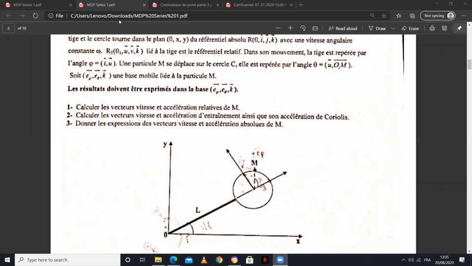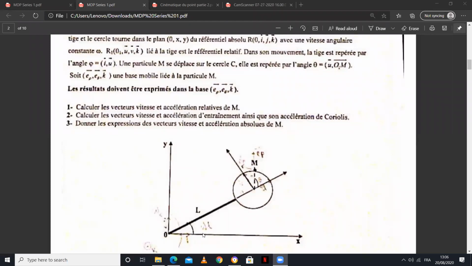Okay, we continue. So phi is the angle between I and U. So U is this vector there, going in that direction like that. So phi is between I, which is there, and U, which is there. So this angle there is phi.